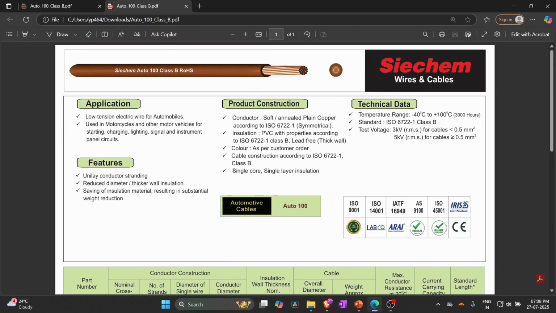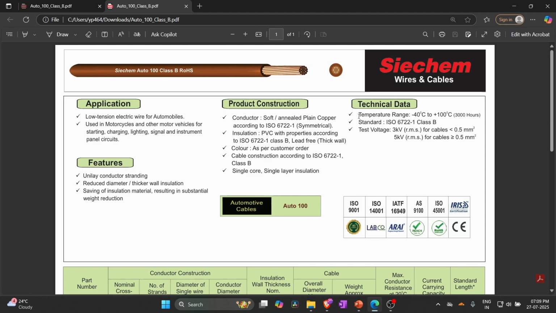So the construction here is single core, single layer insulation, as you can see here, and the features of this wire are conductor stranding, which is the multiple strands, reduced diameter, thicker insulation. So the diameter is less and the wall of the insulation is thicker.